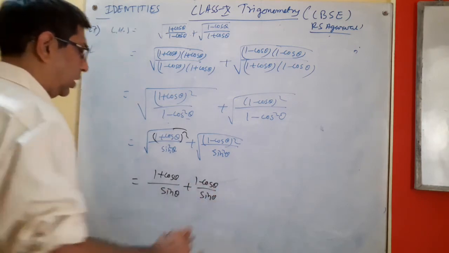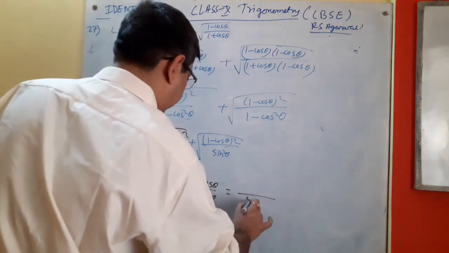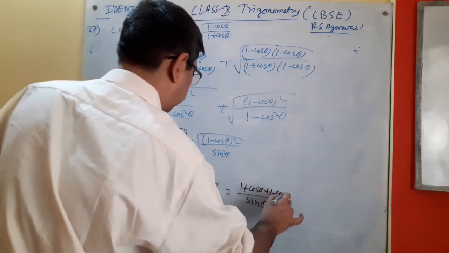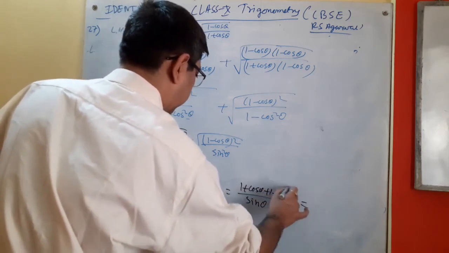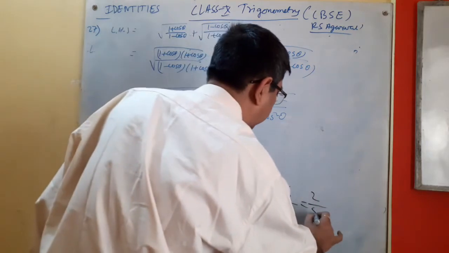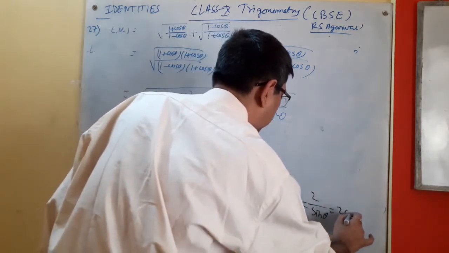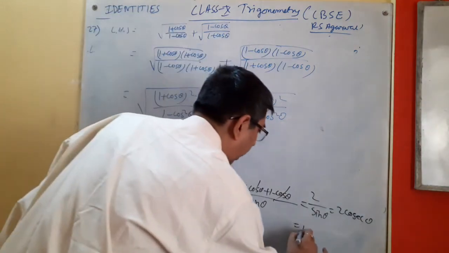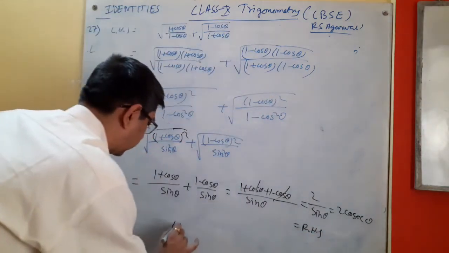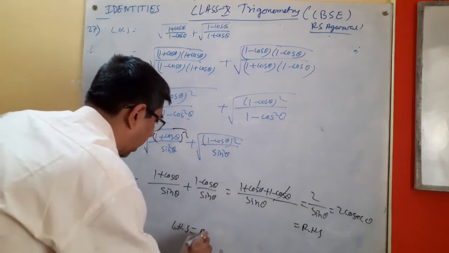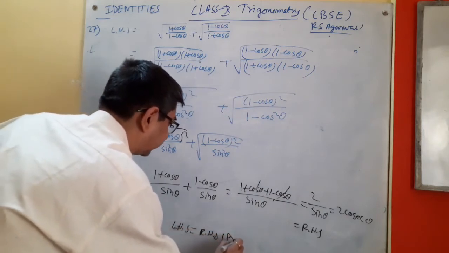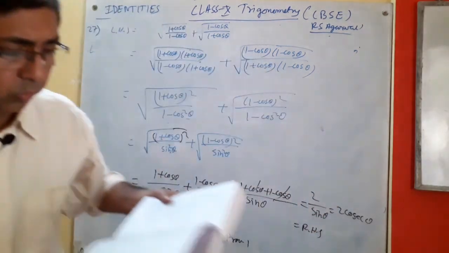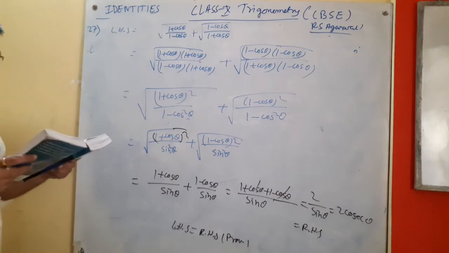Right? So this sin theta is the LCM. So we are getting 1 plus cos theta plus 1 minus cos theta. So this one cancels. 2 by sin theta, that is 2 cosec theta, equal to RHS. So LHS equal to RHS, proved. This is a very easy sum. Please copy the sum. Okay, I have marked another sum that is very much important.